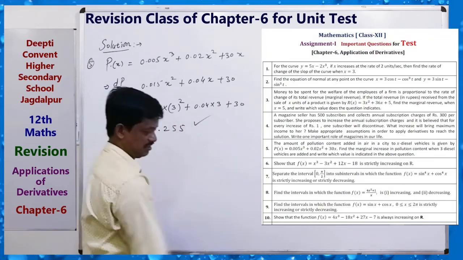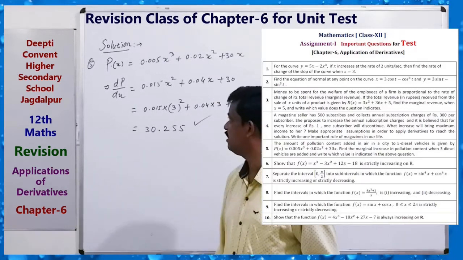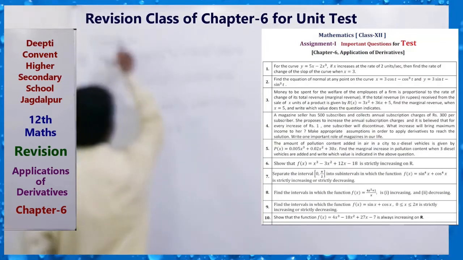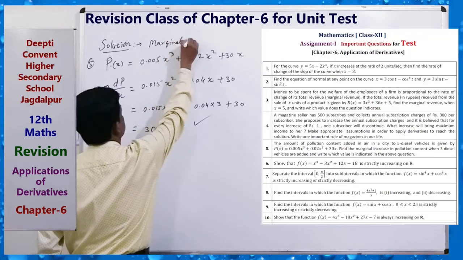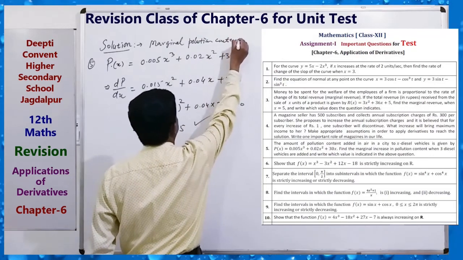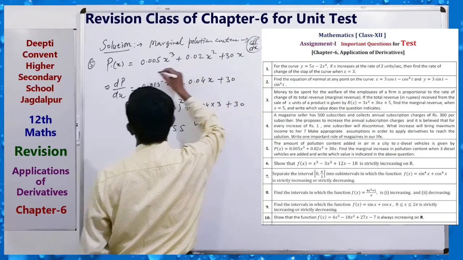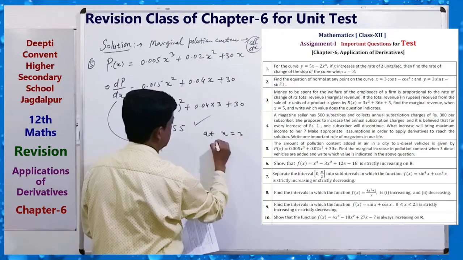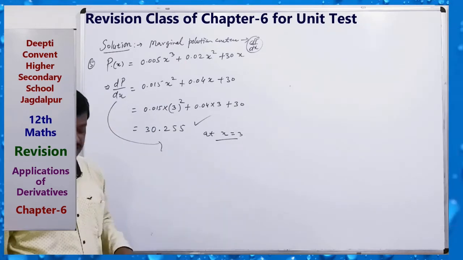30.255. This is our answer. Very simple. You have to only differentiate for marginal pollution content. Differentiate dp by dx. Find dp by dx and put x equals to what? Here 3. The question is given for x equal to 3. So this is our answer.